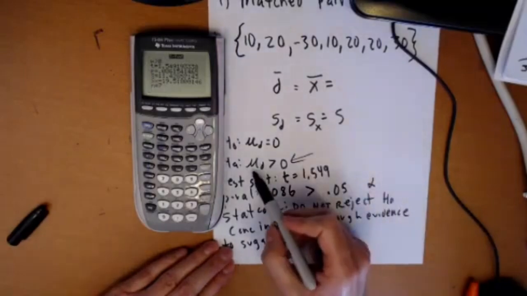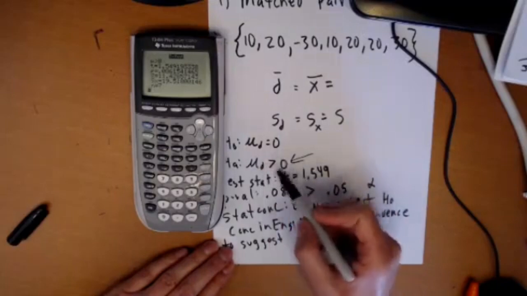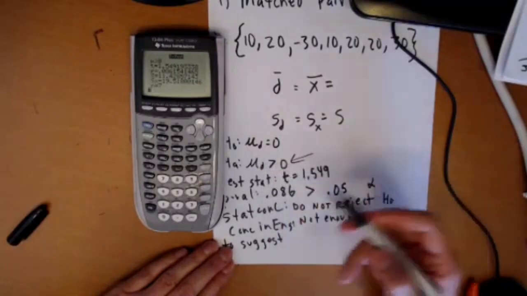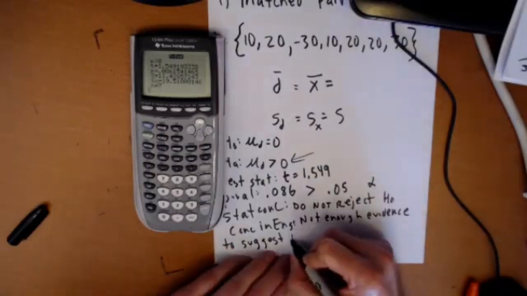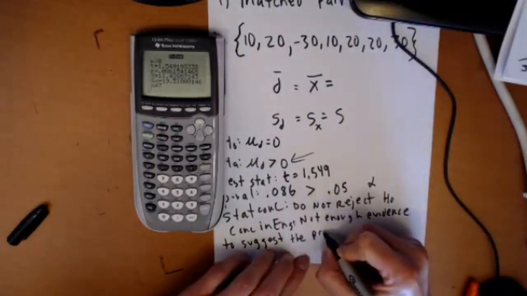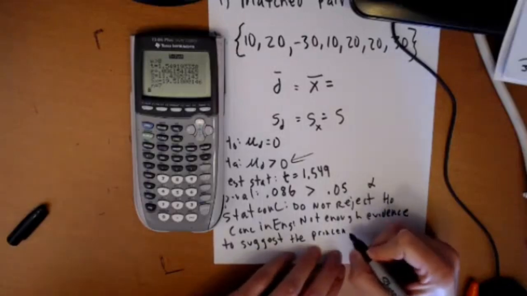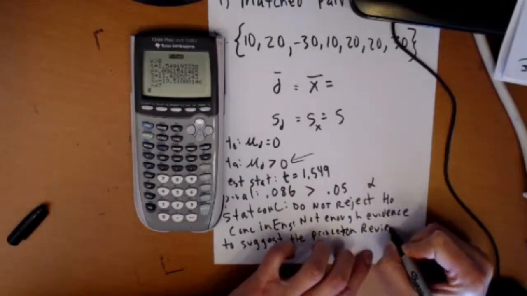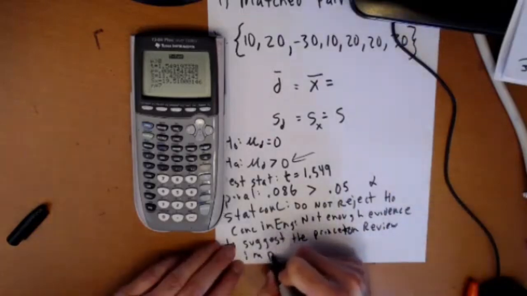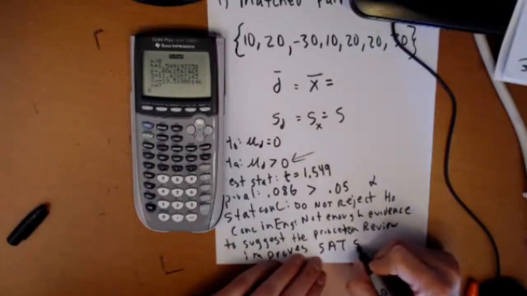That the mean difference is greater than 0. And what was that trying to help us decide? Whether or not the Princeton Review increases SAT scores. So not enough evidence to suggest, if you want to put it into context, that the Princeton Review improves SAT scores.